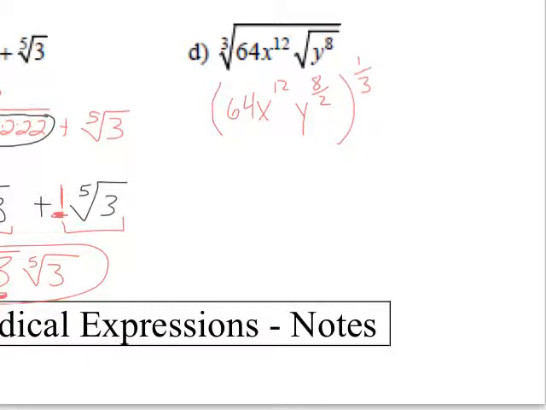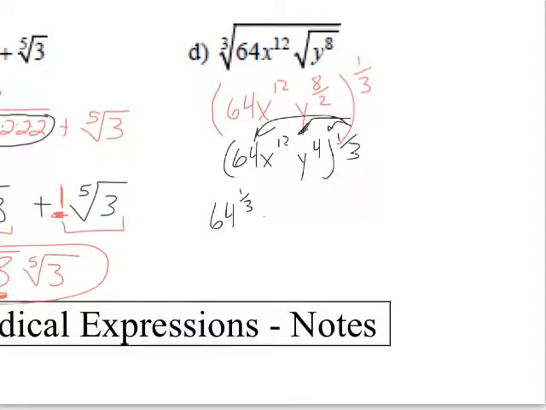So where those came from, this 8 is the numerator, this 2 is the denominator, and then all of the inside, the numerator is 1, and then the denominator 3 came from this 3. So simplifying the inside a little bit, we get 64x to the 12, y to the 4th, and this is all raised to the 1/3. And then let's distribute the 1/3 in to each term. So we have 64 to the 1/3 times x to the 12/3 times y to the 4/3.